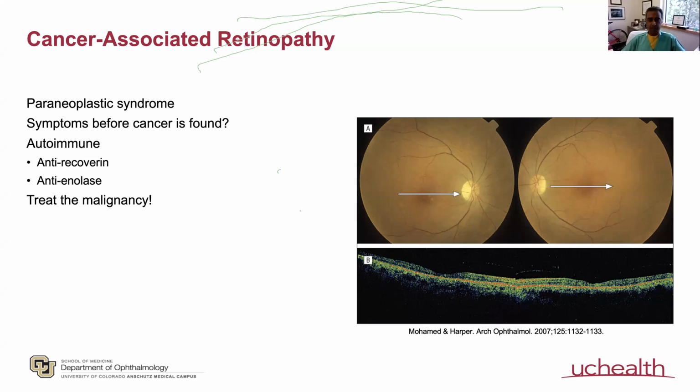He was sent to see me, and only by putting together the picture of visual disturbance, constricted visual fields, and the photopsias did we recognize that he had a paraneoplastic syndrome. He had symptoms before his cancer was found. He was found to have colon cancer that was causing his paraneoplastic syndrome. Cancer-associated retinopathy is an autoimmune process, generally from antibodies to anti-enolase or to anti-recoverin. And the main way in which we manage these patients is to treat the malignancy.